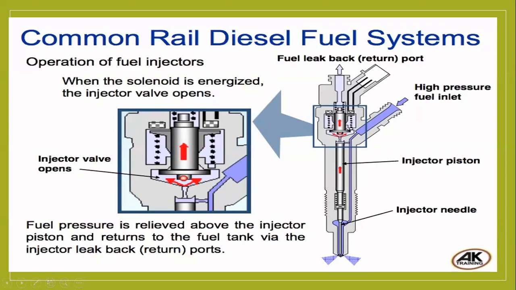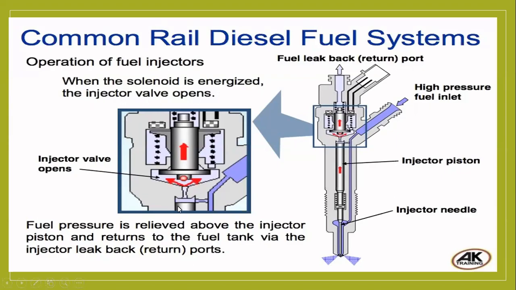This is the injector nozzle. This is the injector pump. In the injector pump, you see, this is called the plunger. The valve opens, then the fuel goes. This blue color is the fuel going. Then with the high pressure, we come to the operation of the fuel injector. When the solenoid is energized, the injector valve opens. A solenoid is an electronic switch. Don't be confused. When the electronic switch is on, energized meaning on, the injector valve opens.